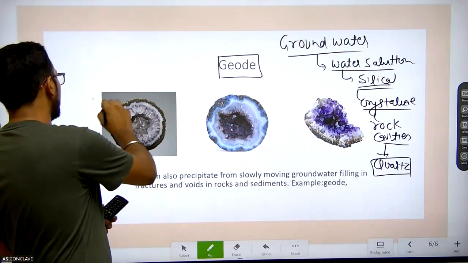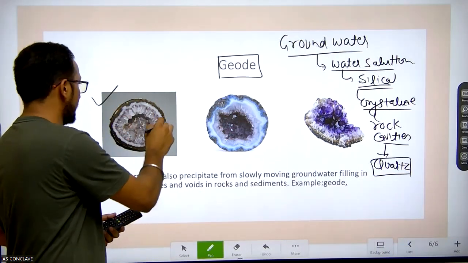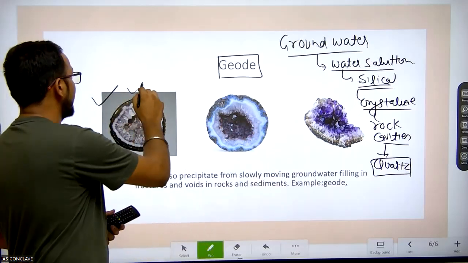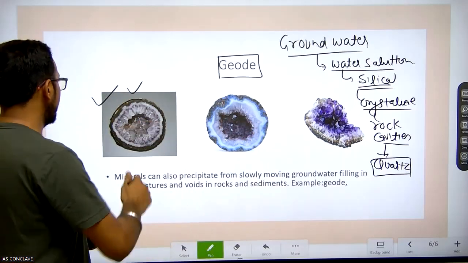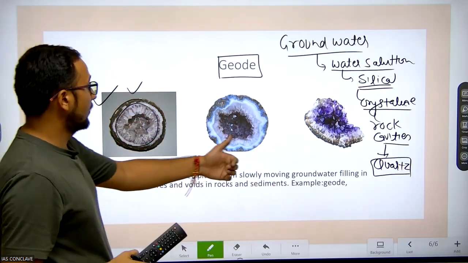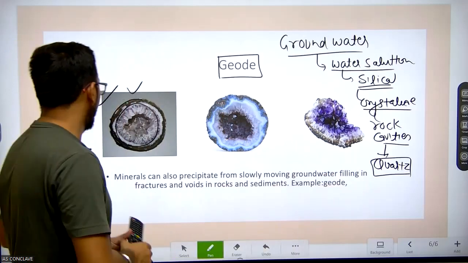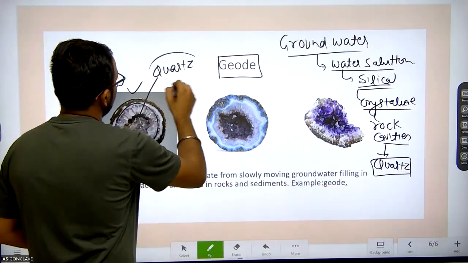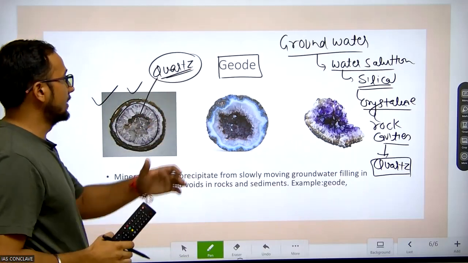If you look at the shape of the geode, you will notice that it is spherical or semi-spherical in nature, and it is earth-like. That's why we call this a geode. The internal cavity of this geode is filled with quartz. So here you will find the quartz, and this is why we call this a geode.